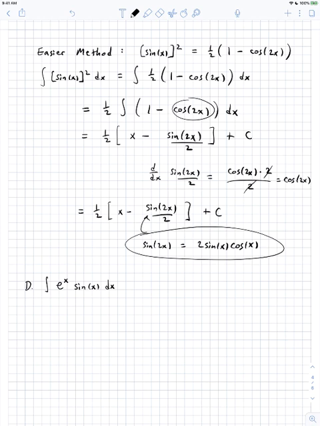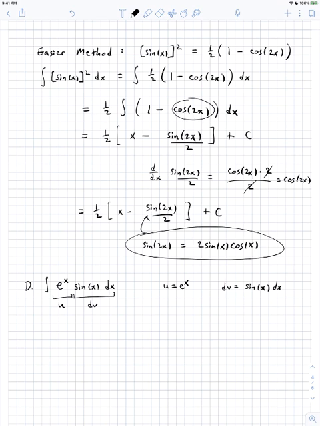In this problem, we have an exponential and a trigonometric function, and there's no real way to choose one of these over the other to be u. I usually pick the first one to be u, so I'd pick u to be e to the x, although there's no reason to. And then dv is sine of x. So u is e to the x, dv is sine of x dx.